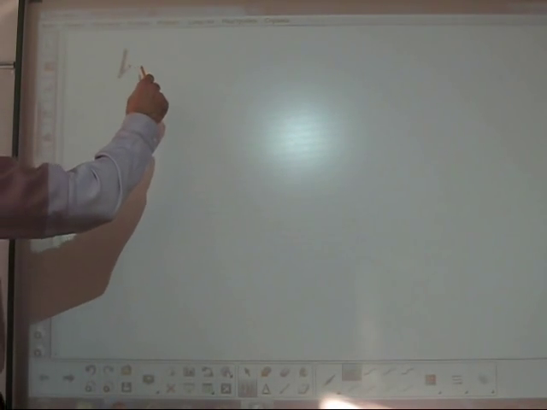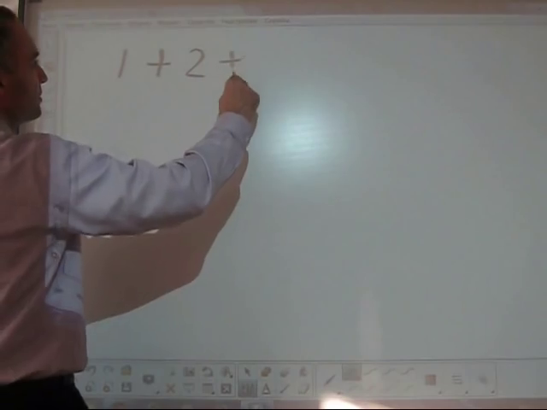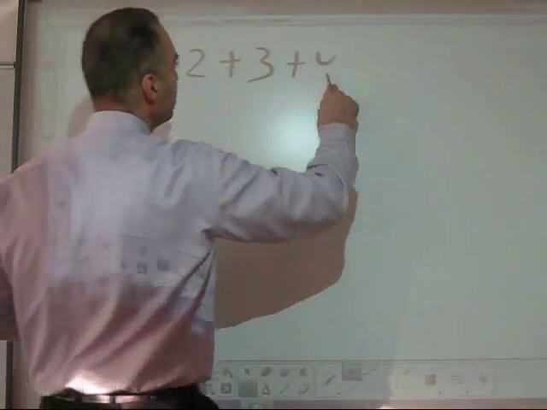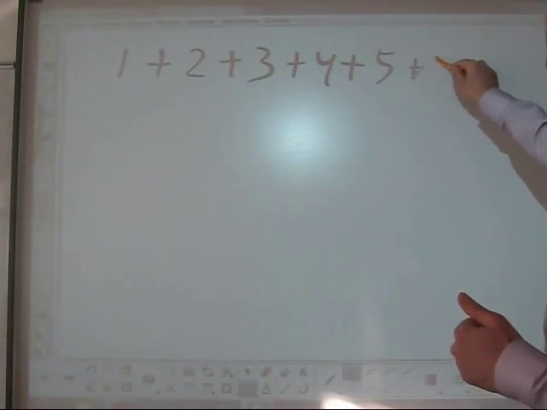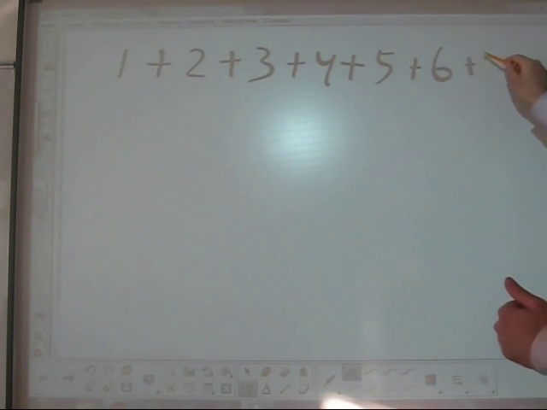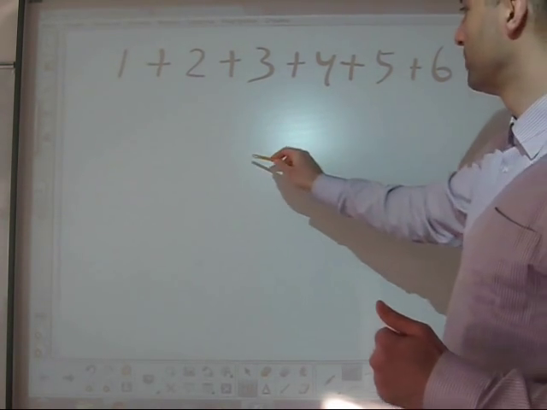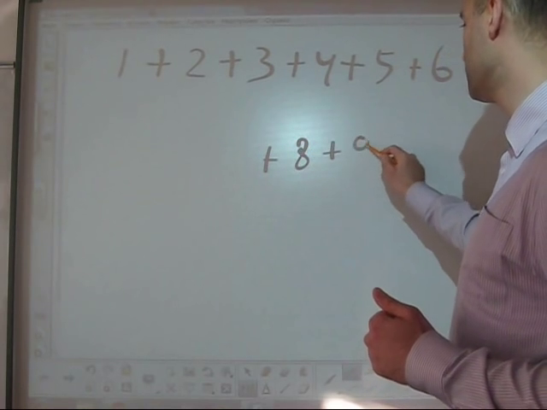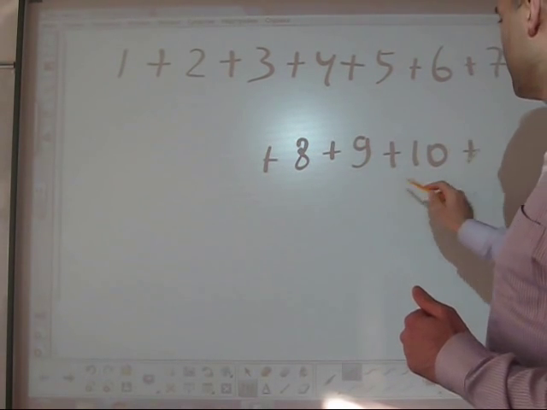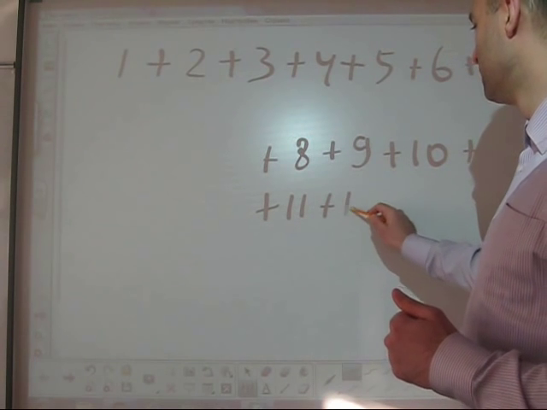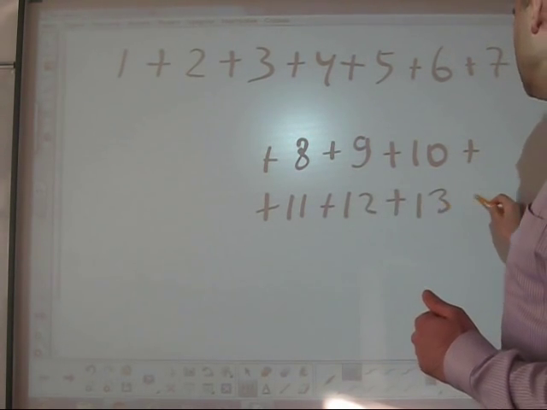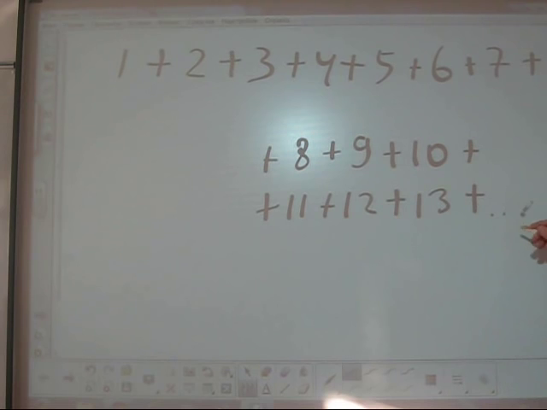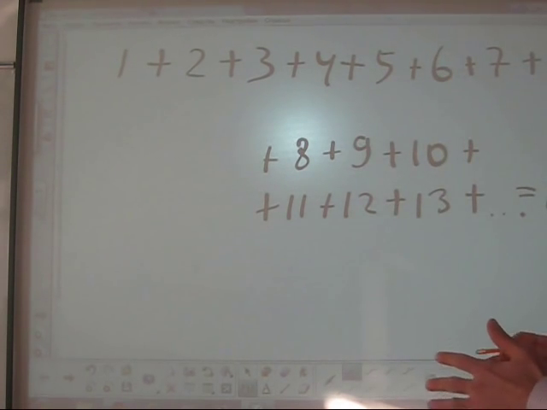First of all, let's write it down. 1 plus 2 plus 3 plus 4 plus 5 plus 6 plus 7 plus 8 plus 9 plus 10 plus 11, 12, 13, etc. And let's say it equals N, big N. So this is a sum of all natural numbers.